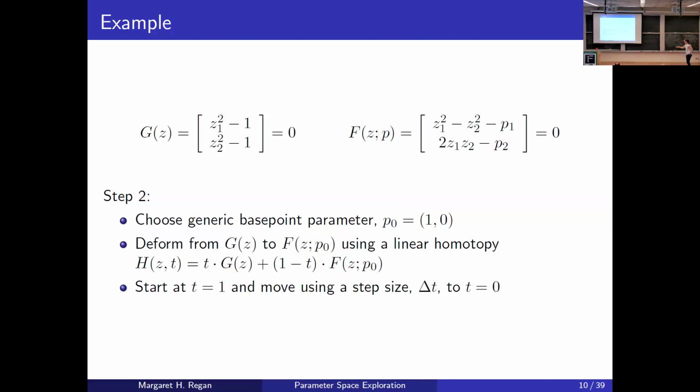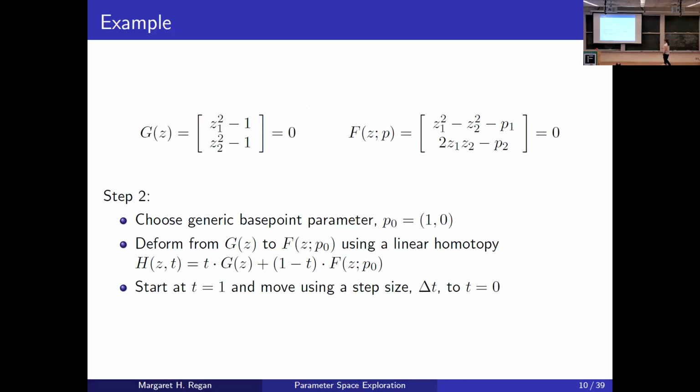to where we can see that at t equals 1, we have the start system and solutions at g of z. And then as t goes from t equals 1 to t equals 0, we arrive at the target solutions to our target system, f of z at p naught.